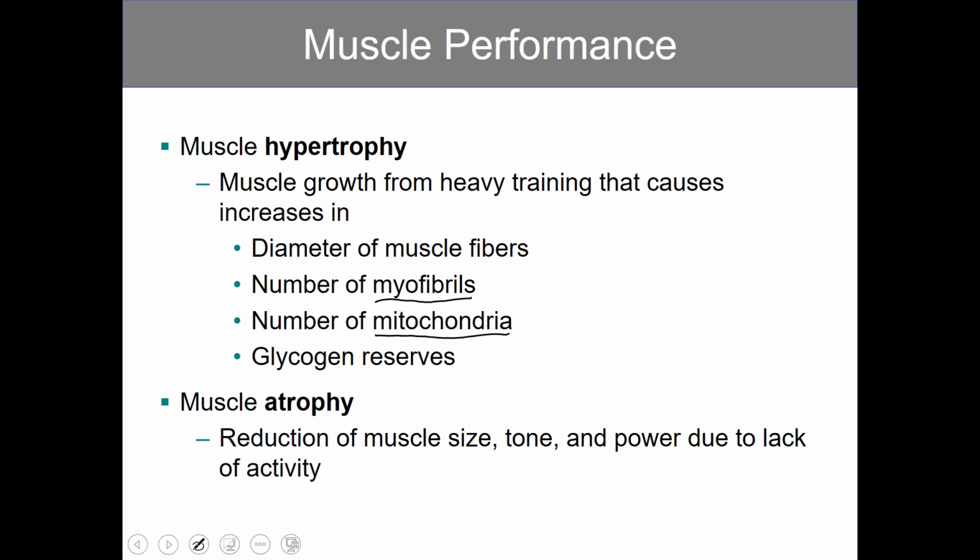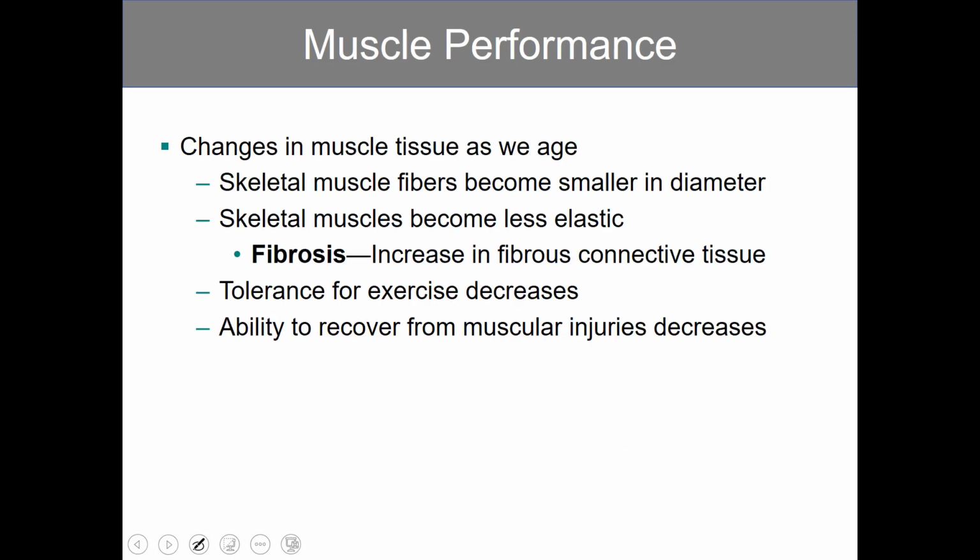Muscular atrophy is a reduction of muscle size, tone, and power due mainly to a lack of activity. And again, I think we've all experienced individuals who have had limbs casted and how much muscular atrophy occurs.